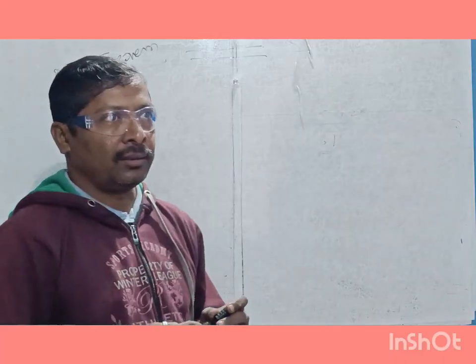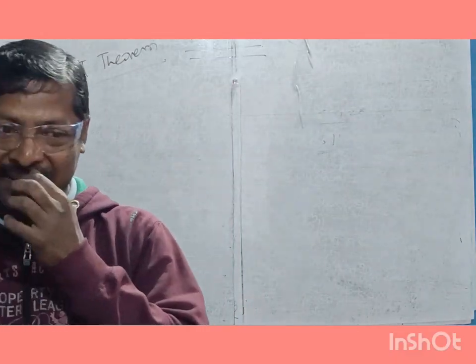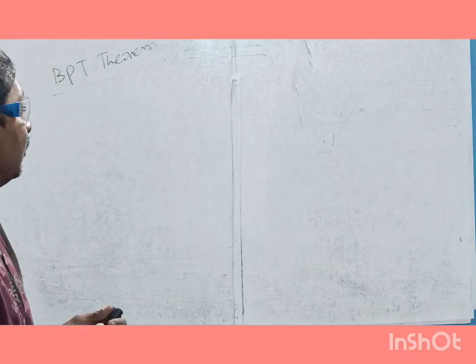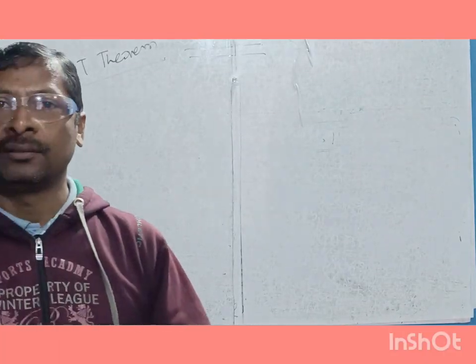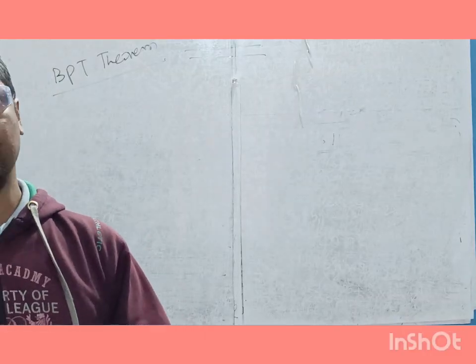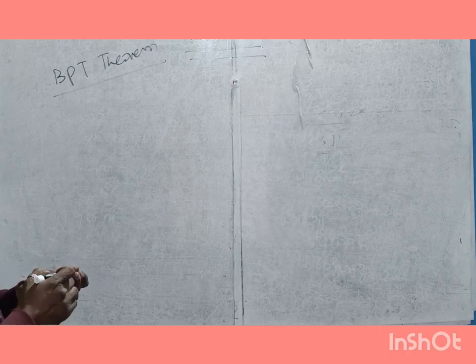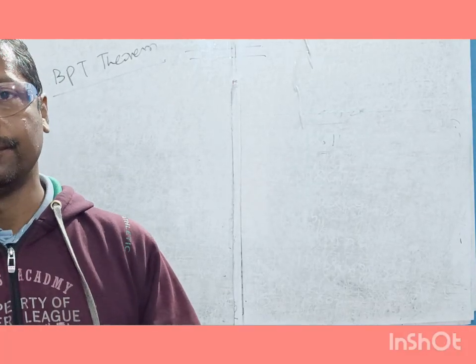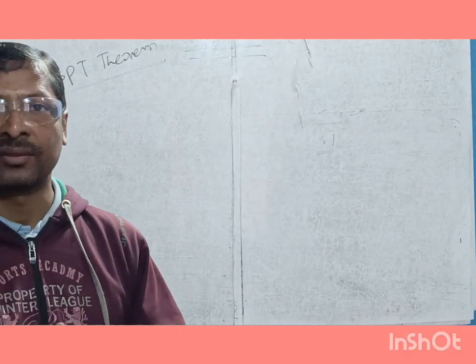In a theorem, generally there are 4 steps to be followed. First, data given, then to prove, then construction needed, and finally the proof. So, what is data given? What is the question? You can open your page of BPT theorem and learn. Just read it over 2 times.